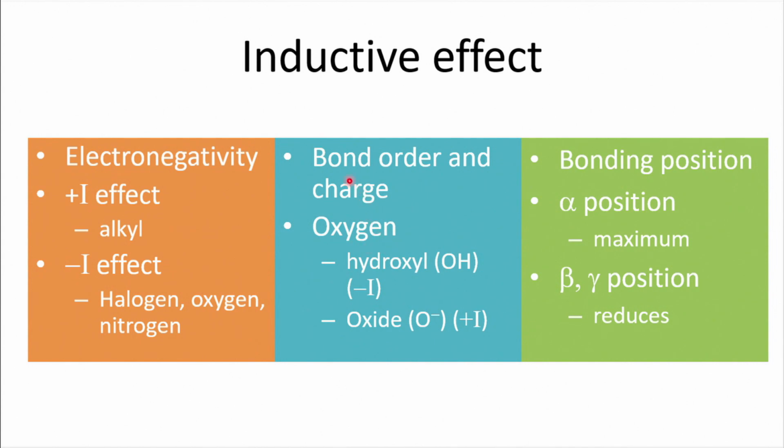No, you have to look at the bond order as well as you have to look at the charge also. Based on that, you will say whether a particular group is a plus I effect group or a minus I effect group. And also the bonding position plays a vital role. Whenever the substituent is on the alpha position, the inductive effect is found to be maximum. When it moves away from that alpha position, that is beta or gamma position, the inductive effect reduces.